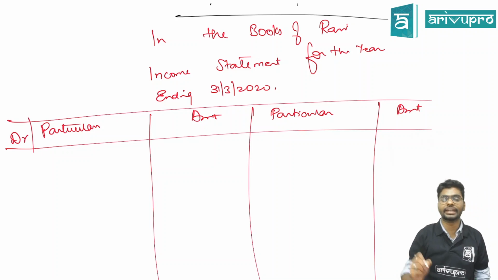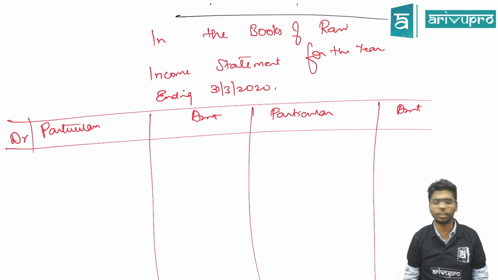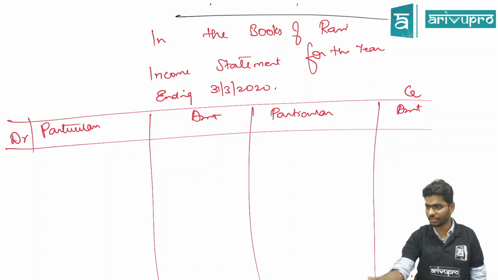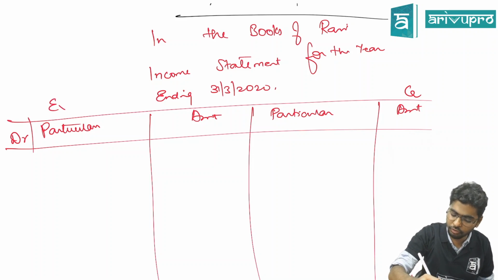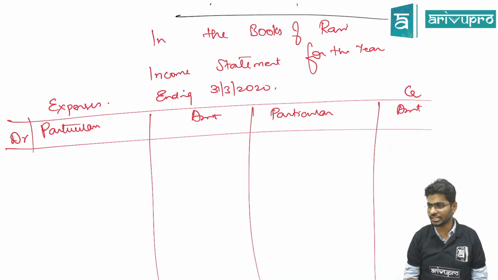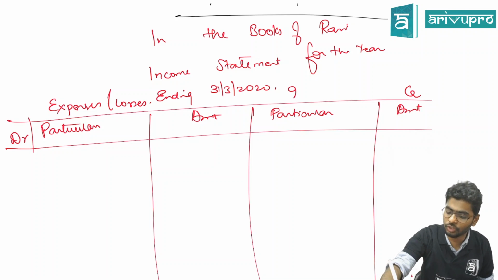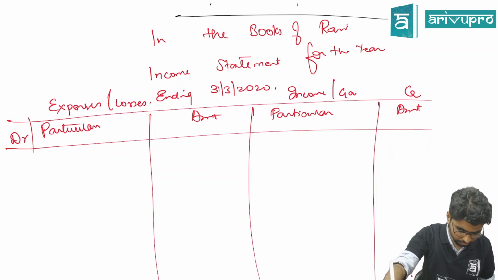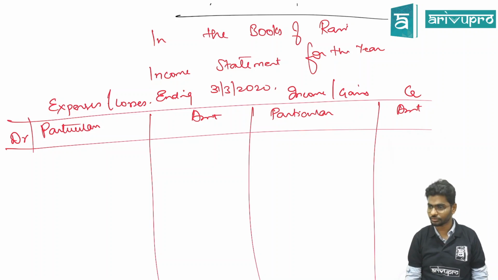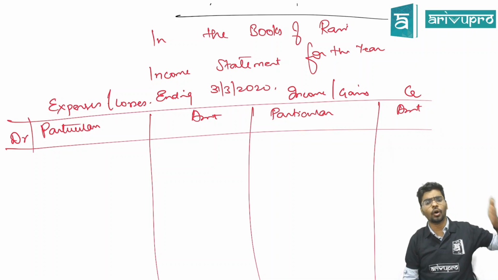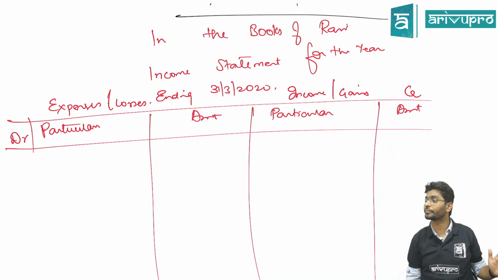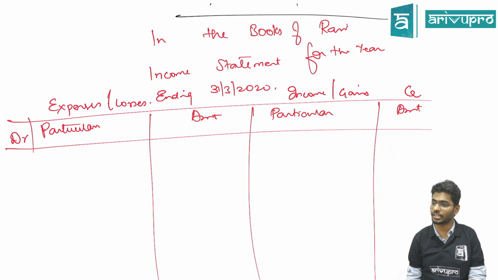For your left hand side, it is debit, and right hand side is going to be your credit. Debit side is always known for my expenses or losses. Credit side is always known for my incomes. Are you clear till here? So whenever I do an income statement, on my debit side I should only have what? Expenditure and or losses. On my credit side I should always have what? Incomes and gains. Are you clear?